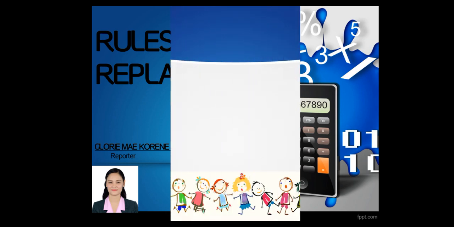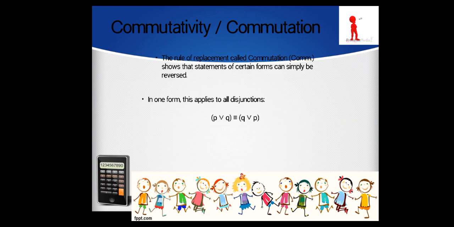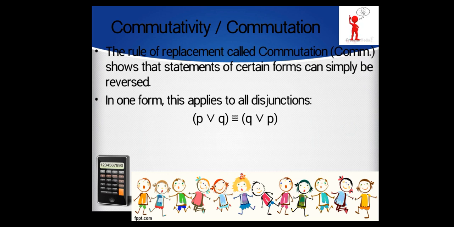So we will begin. The first rule of replacement is all about commutativity, or commutation. When we say commutation, the rule of replacement called commutation, or com, shows that statements of certain forms can simply be reversed. When we say reverse, nababaliktad po ito. In one form, this applies to all disjunctions. When we say disjunctions, it is the "or", and the sign of this disjunction is V.